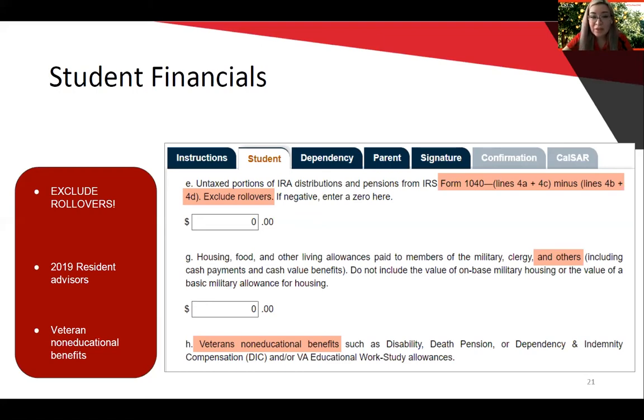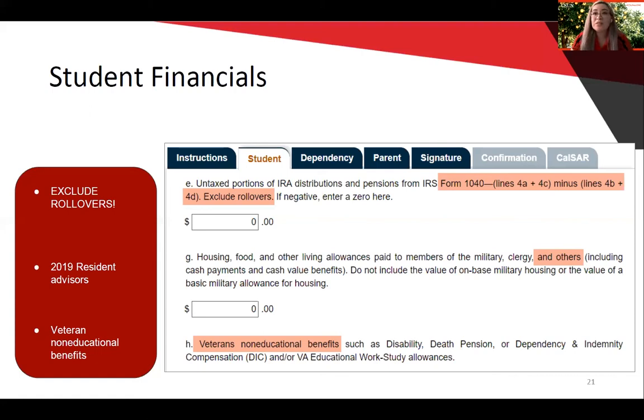Then we also have to calculate the total of lines 4B plus 4D, also top and bottom. Add those up. Then you're going to take the total of 4A and 4C, and subtract the total for lines 4B and 4D. That amount is the one you will be reporting under this question asking about untaxed portions of IRA distributions and pensions. One thing to keep in mind while looking at your 1040 tax return forms: if you see on there that it says a rollover, then at that point, you don't even have to do the math calculation. Just go ahead and put 0 on the FAFSA or CADAA application, because rollovers are not reported.